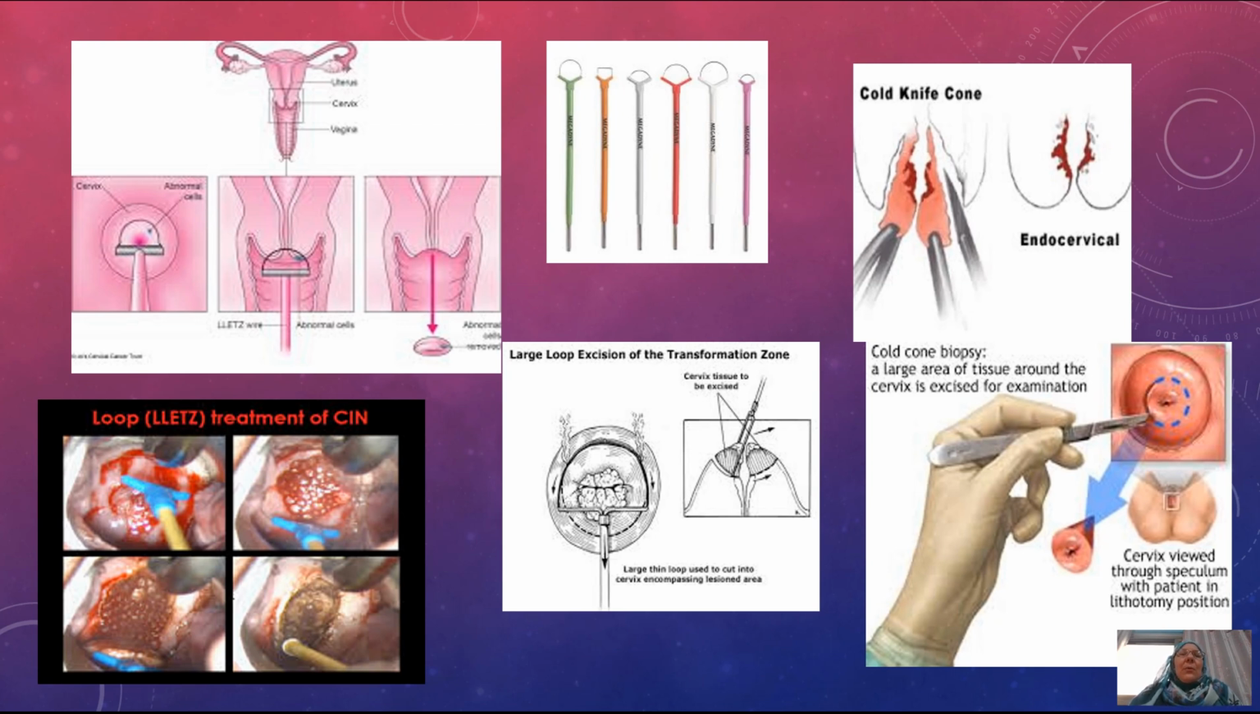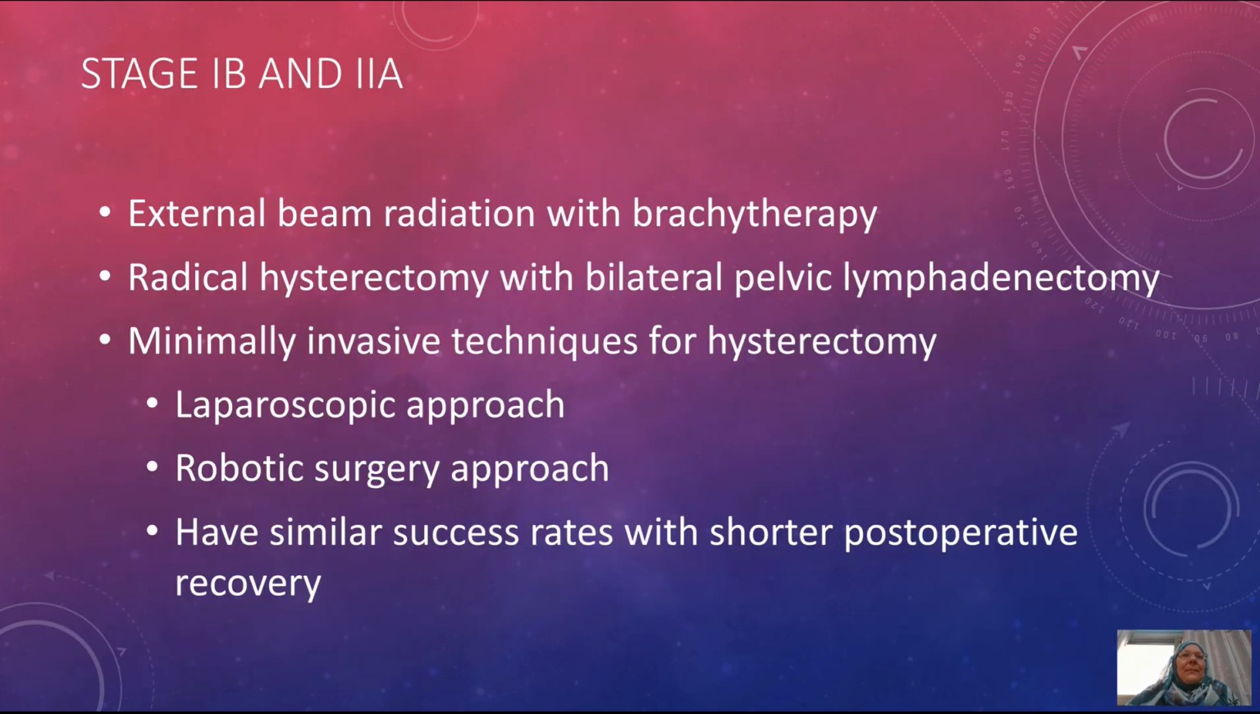It is very important that such samples are seen by an appropriately trained pathologist who can tell you if the tumor was removed completely. This has to be confirmed on a sample. Stage 1B and 2A can be treated by radical hysterectomy with bilateral pelvic lymphadenectomy.